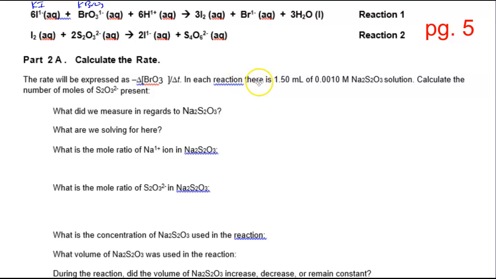In each reaction, we took 1.5 milliliters of 0.010 molar sodium thiosulfate solution, and from this information, because we have a volume and a molarity, volume is milliliters, that's how much we put in, and we knew the concentration of it was already 0.0010 moles over liters, or big M. We want to calculate the number of moles of thiosulfate present.